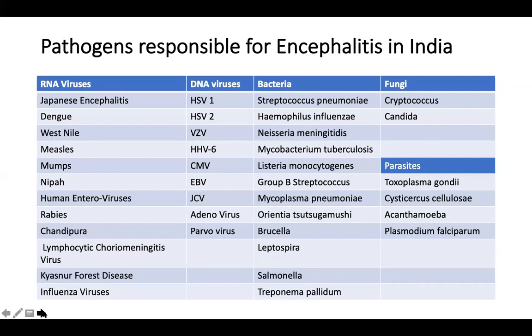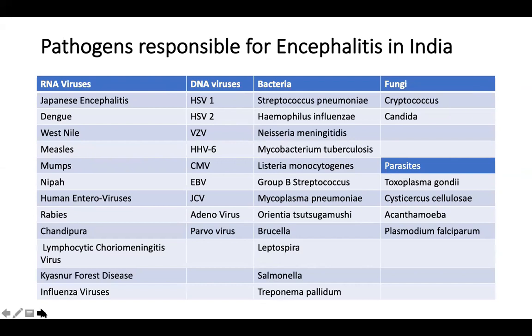Mycobacterium tuberculosis is the king of any kind of disease, and it is there even in encephalitis. Listeria monocytogenes. Group B streptococcus is very, very common in the West. Mycoplasma pneumoniae and a rickettsial fever caused by Orientia tsutsugamushi, which is called scrub typhus, can also cause it. Brucella, which comes from animals, Leptospira, and Salmonella and Treponema or the other bacteria.